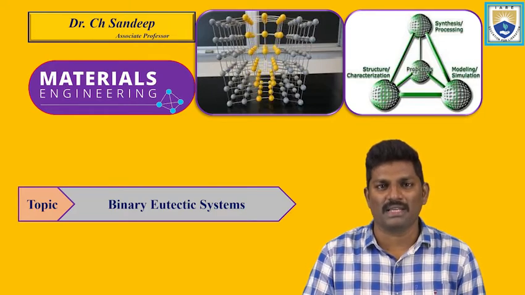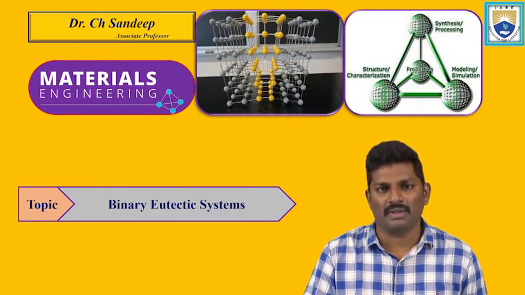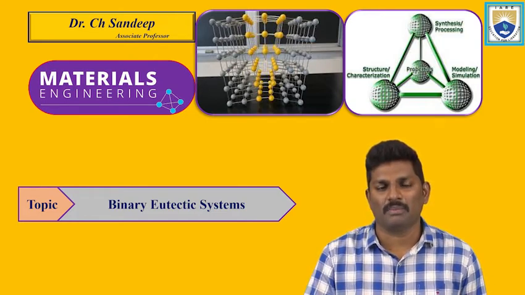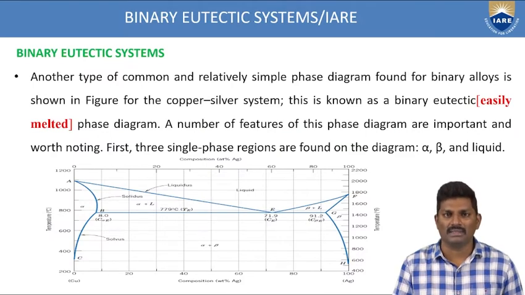Today we are going to discuss the binary eutectic system. This is one of the types of phase diagram where we can see the eutectic system, taking an example of copper and iron. Based upon this example, we'll see what the phase diagram of this eutectic system is. So here binary means two. So in this eutectic system, what is happening?